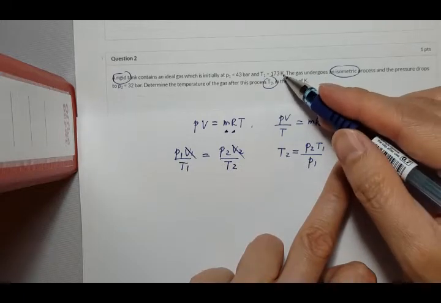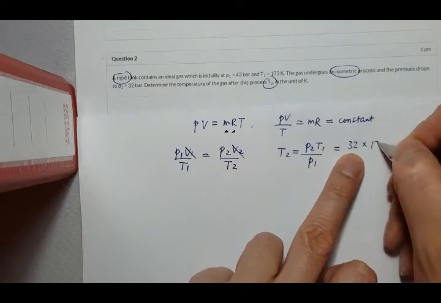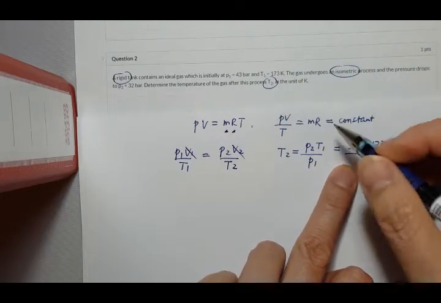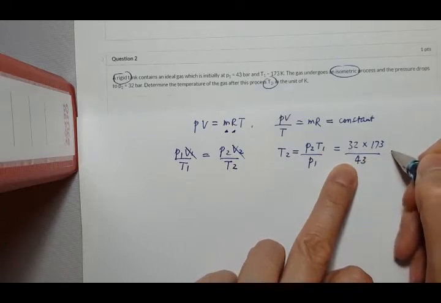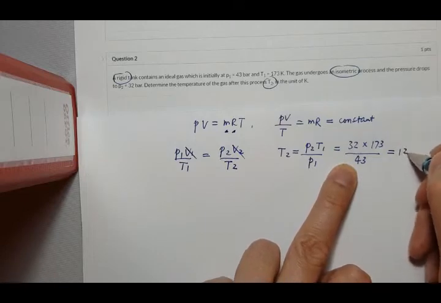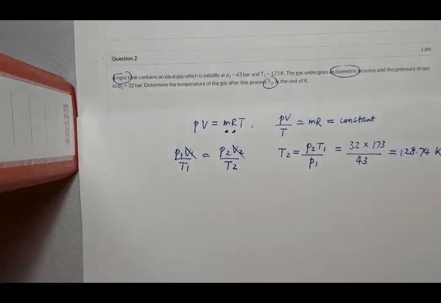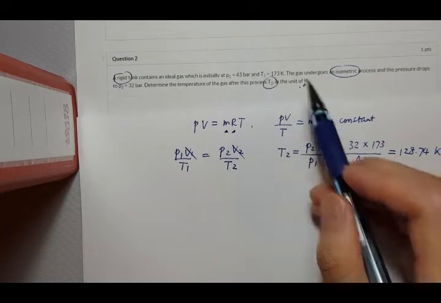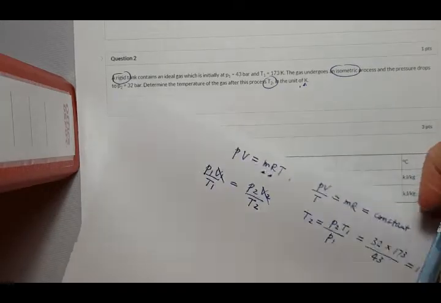T1. This is already in Kelvin now, so you don't have to do any conversion. P1, 43. And this will give you the answer in Kelvin, in the unit of Kelvin. So just double check if the unit is correct. That's it for question 2.